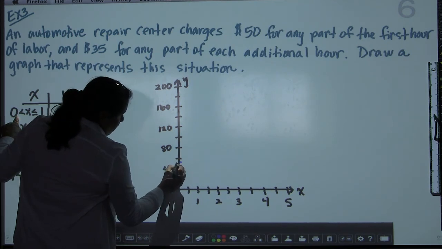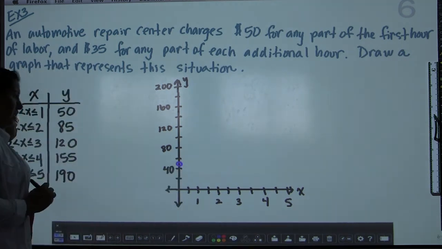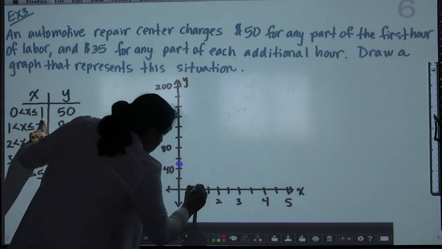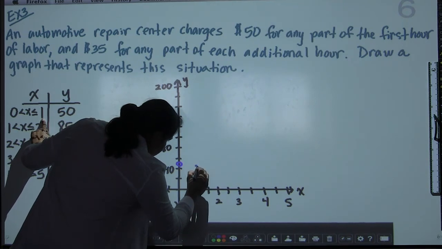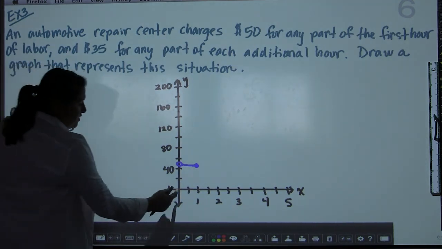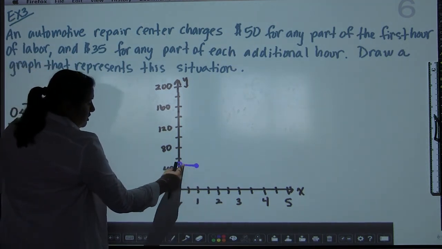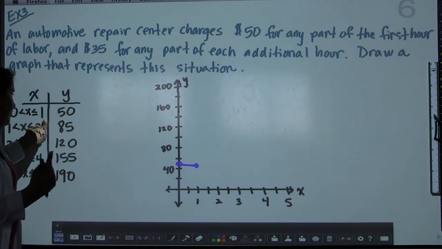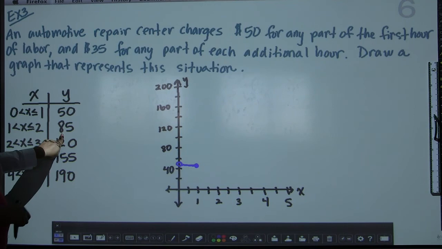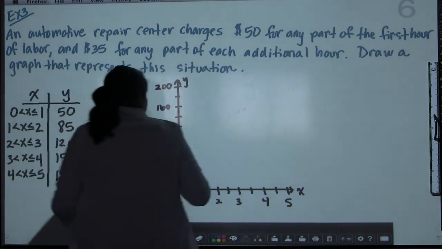So we're going to put an open dot there because they're not going to charge you, hopefully, for not working on your car. And then anywhere between then and 1 is going to be 50. So right here, we're going to go 50. Just make a horizontal line right across there. So for any portion between 0 and 1, you're going to get charged $50, including the one up to the 1 hour. Okay, after that, they're going to charge you 85. So between 1 and 2, we're going to jump up to 85.